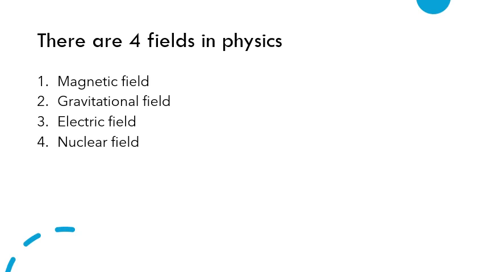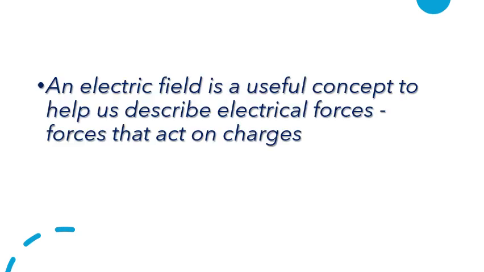Gravitational field of Earth is also familiar to you, right? The region around the Earth where other masses are experiencing a force. So we can use these two known concepts to develop the meaning of electric field. Dear students, we know the fact that even if there is no physical contact between two charges, there is a force of attraction or repulsion. An electric field is a useful concept to help us describe electrical forces, which means forces that act on charges.